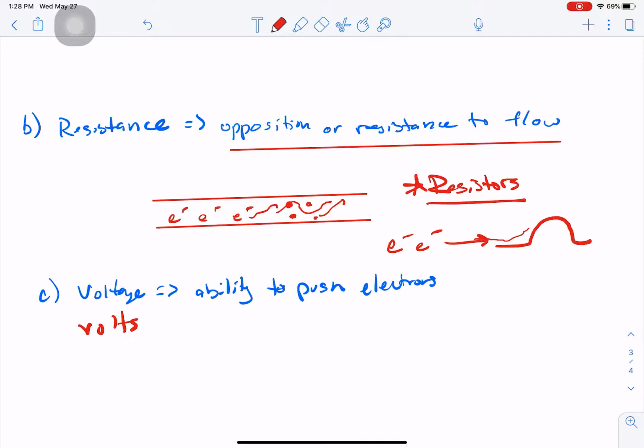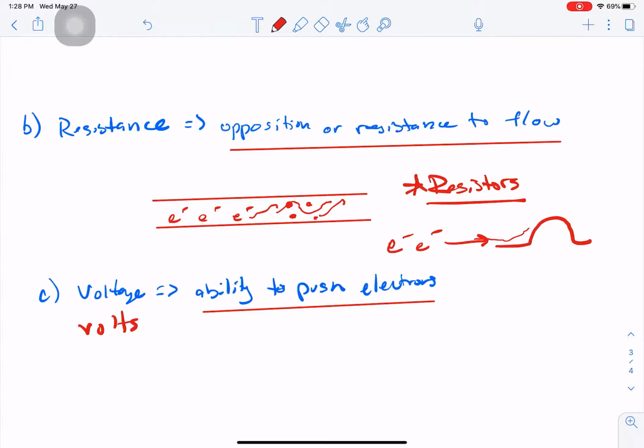So the greater the voltage in a circuit, the greater its ability to push more electrons and do work. So that's why I like defining voltage as the ability to push electrons through. The ability to push electrons through. I really like that definition for you guys.